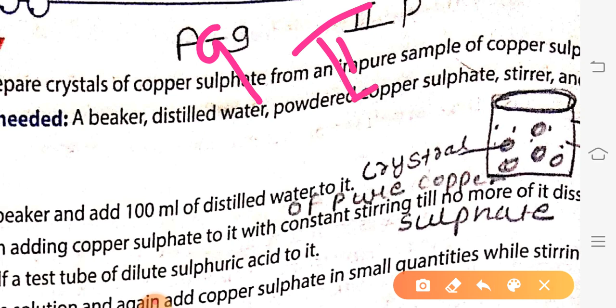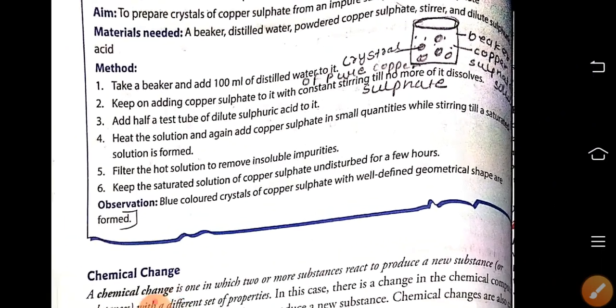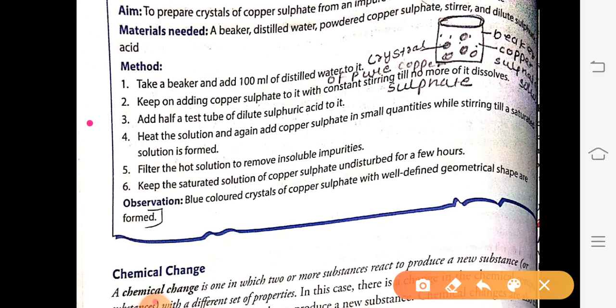Second part: for this part you have to write the whole activity. The second part is the whole activity of answer number 9. Next, answer number 10.